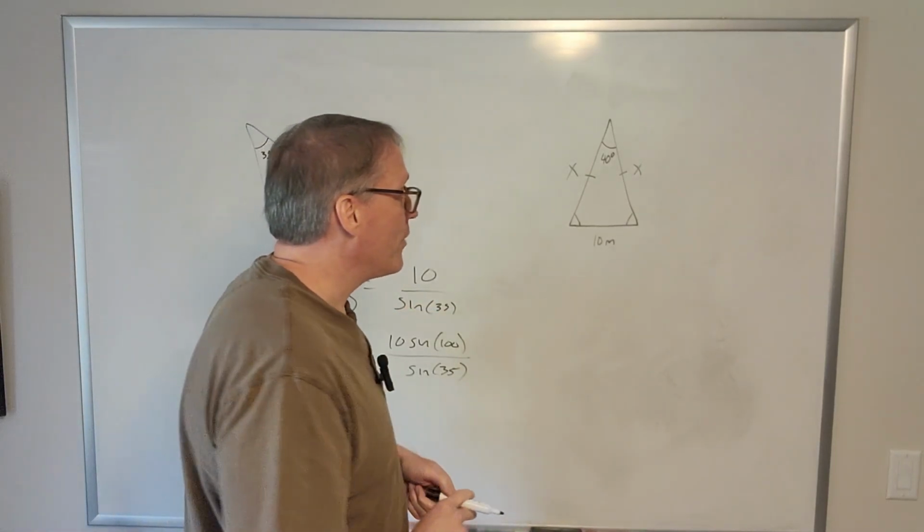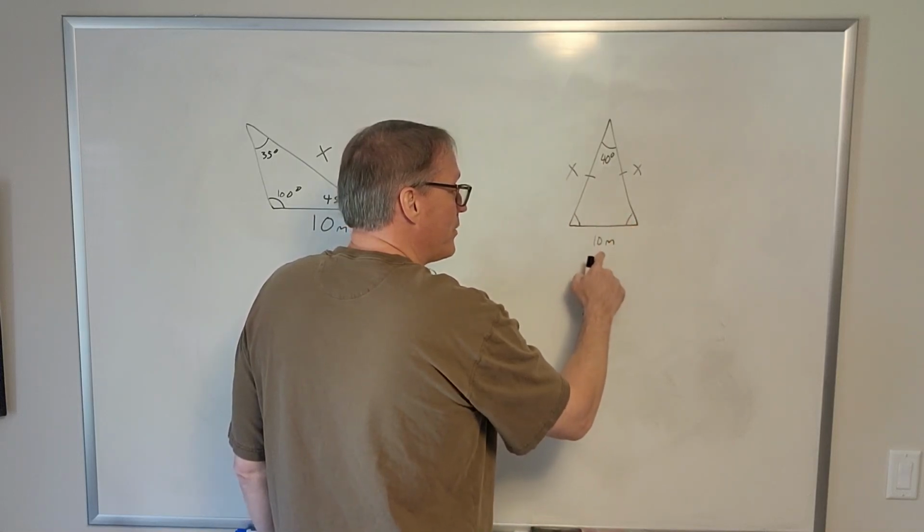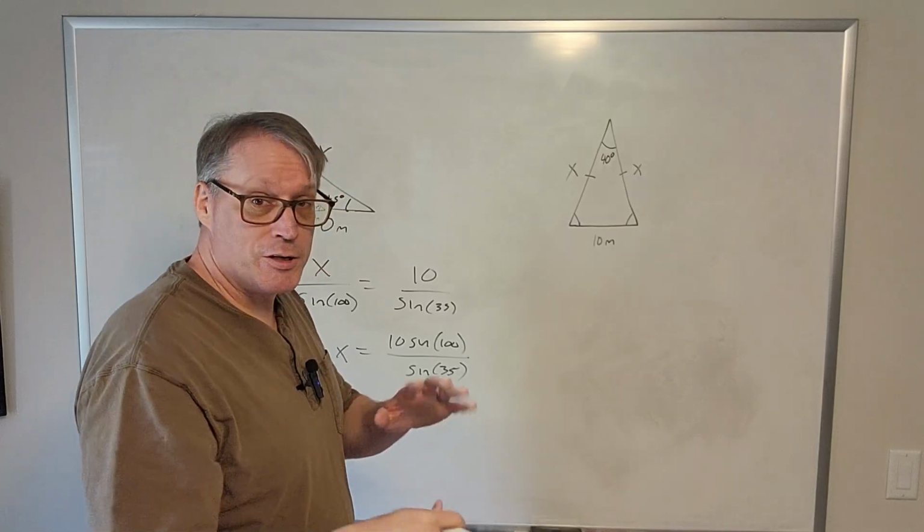How about this one here? You have an isosceles triangle. These two sides are the same, x and x. These two angles are the same. This is 10 meters and that's 40. What's x? Pause the video, resume when you're ready.